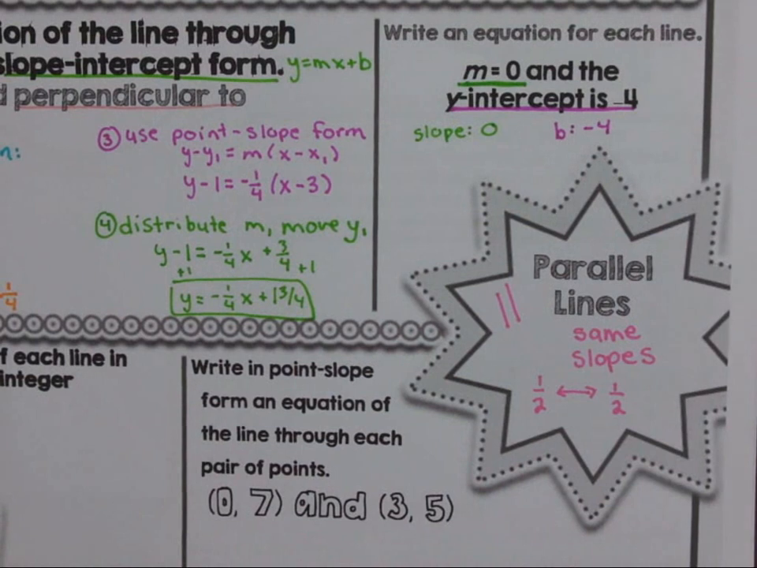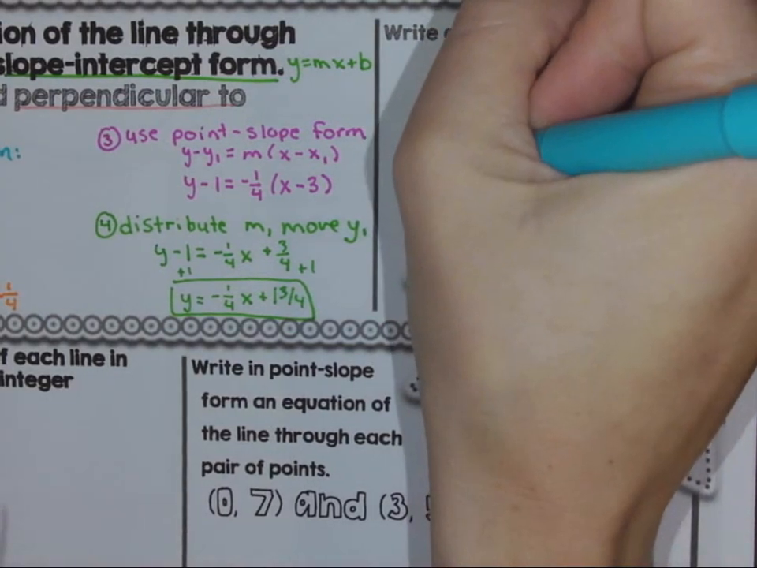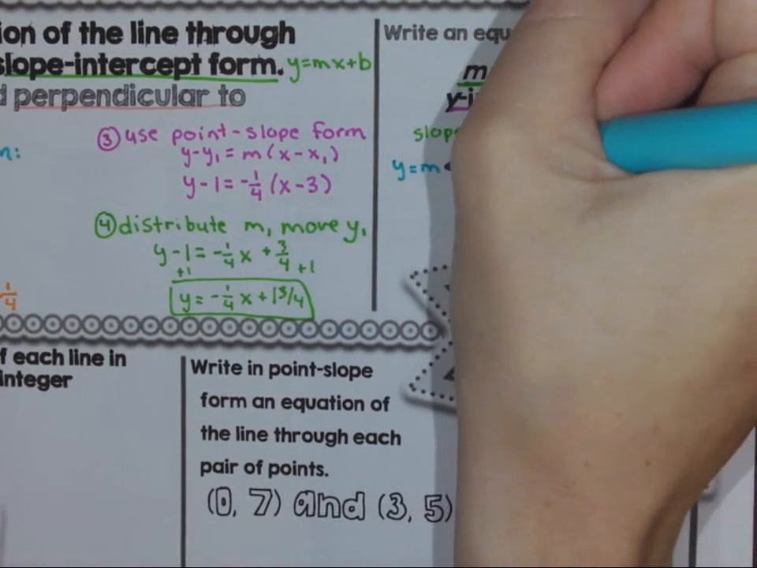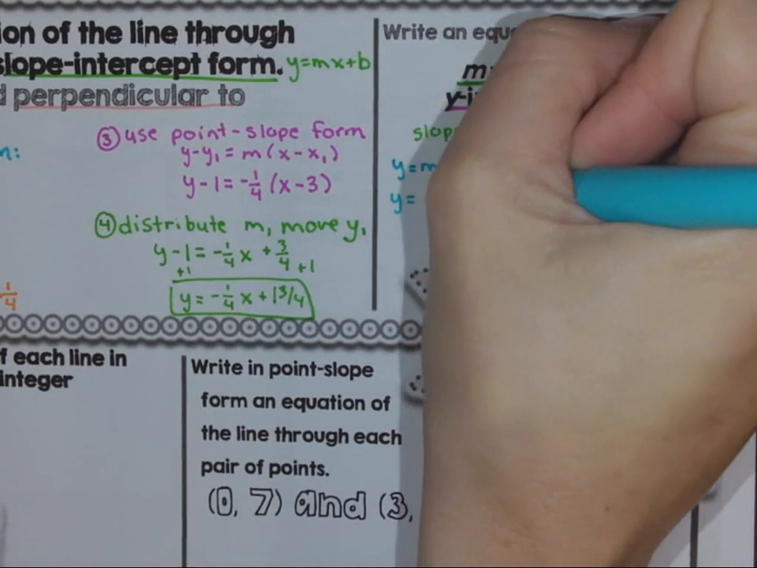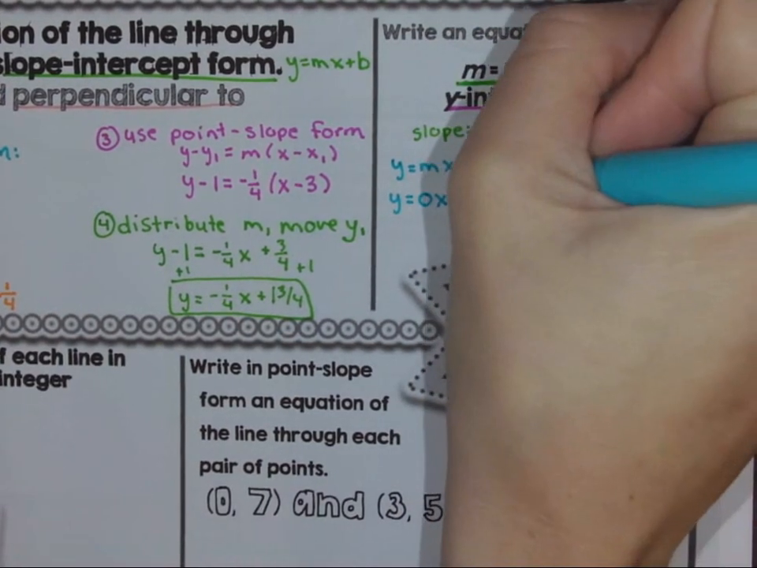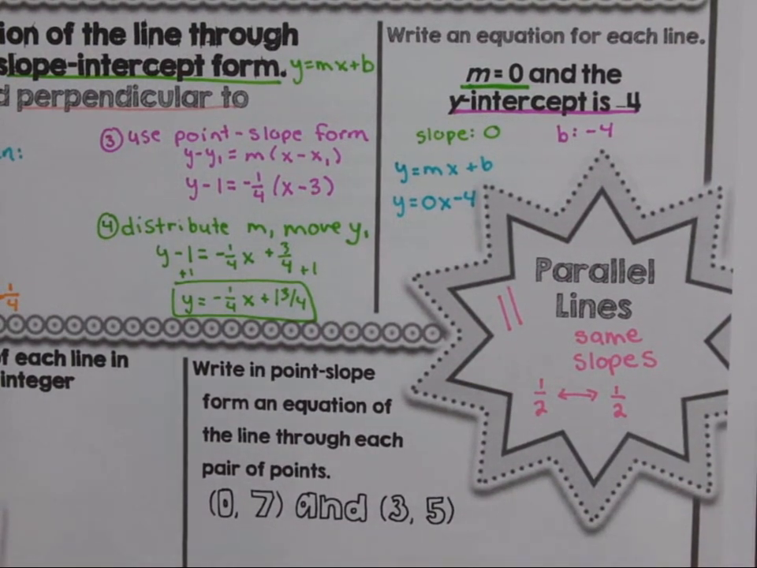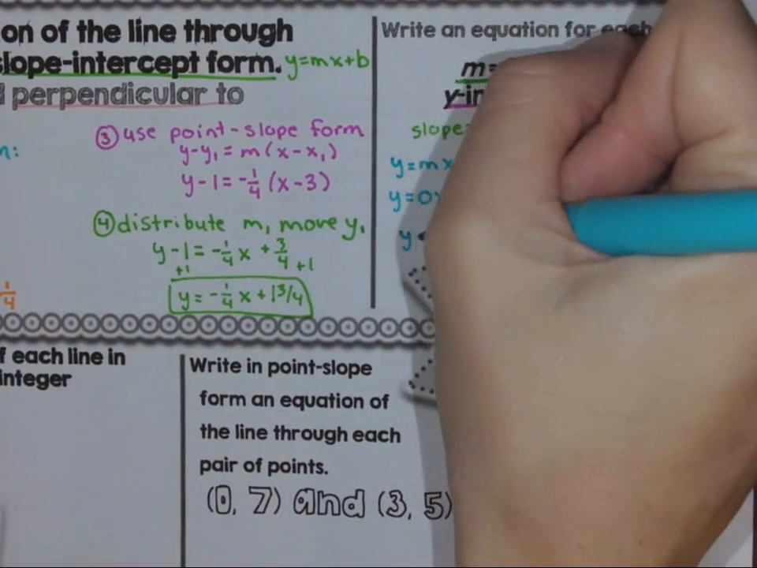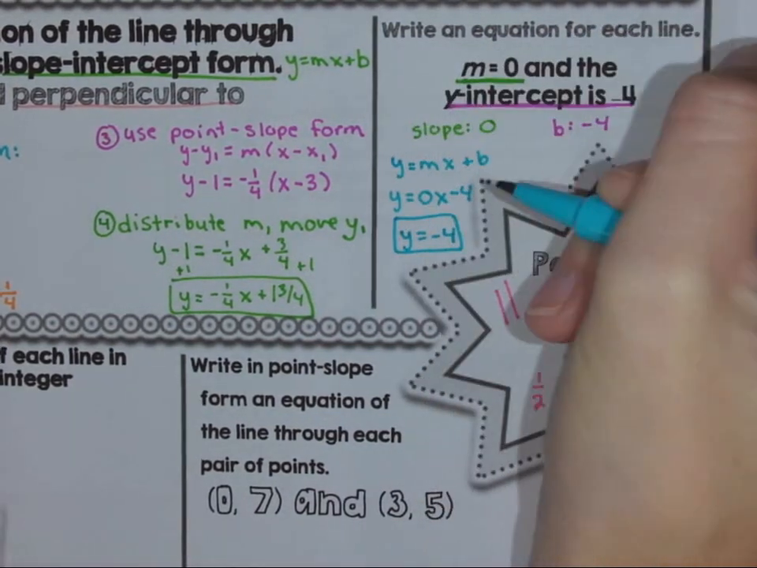So just a reminder, we know the slope, we know the y-intercept, so we can use slope-intercept form because it doesn't say. So we have y equals mx plus b. So y equals 0x minus 4. And really that 0x isn't necessary, so my best answer is just y equals -4.